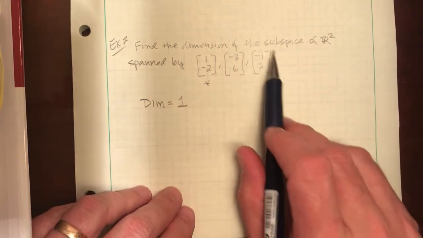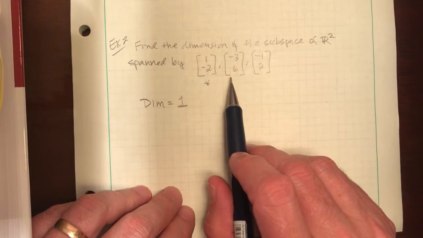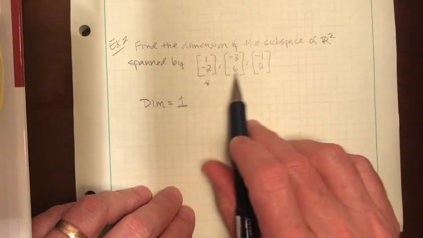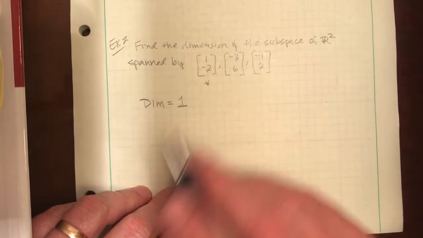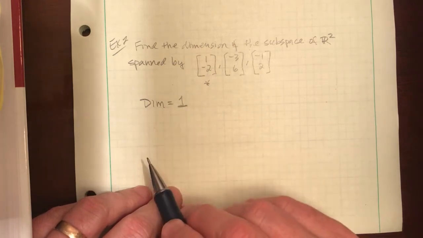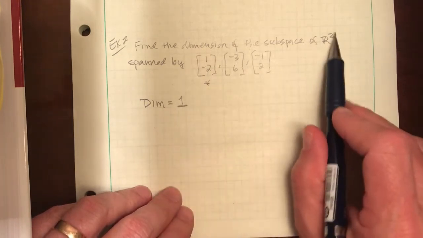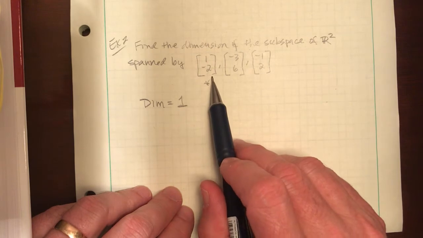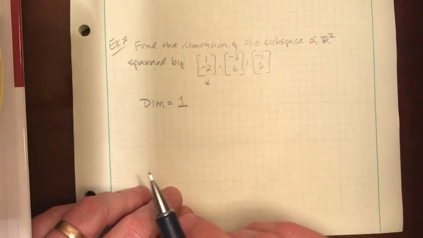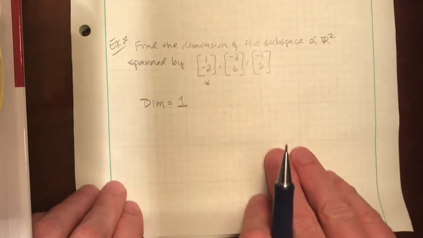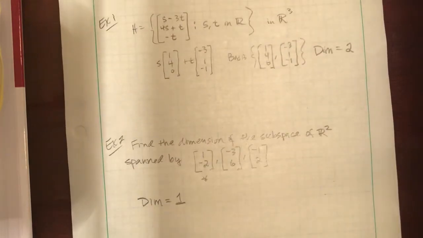So the basis for this subspace is this first vector. I don't need these 2 guys. They're just scaled versions. So my dimension is 1. So what do we have here in R2? It looks like we have a line through the origin in this direction. Third example.